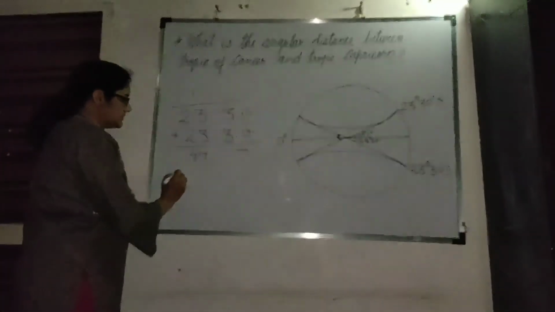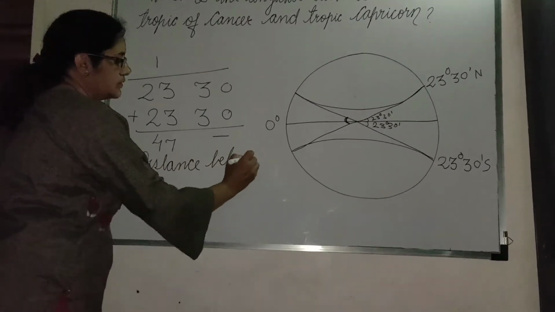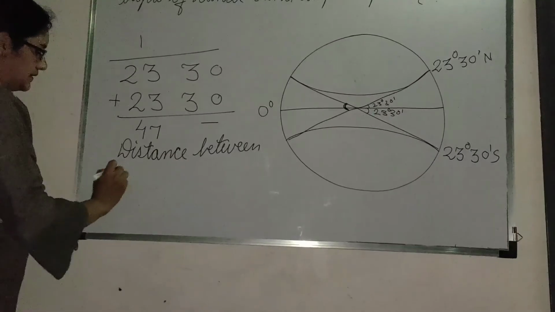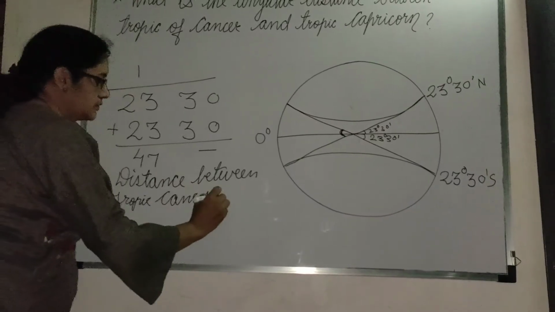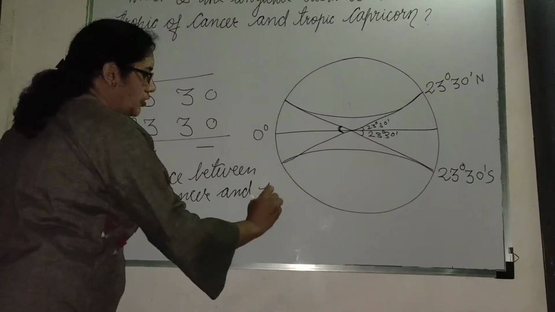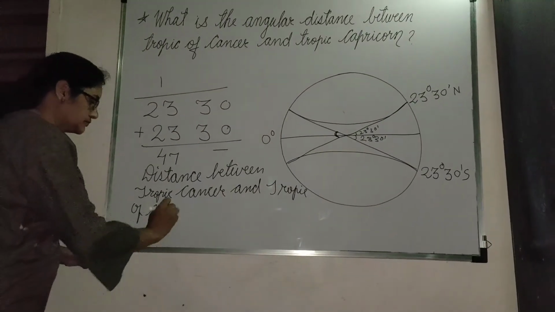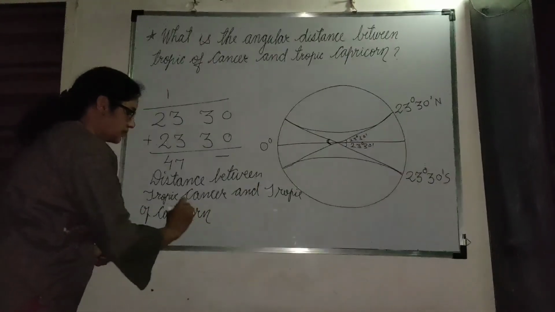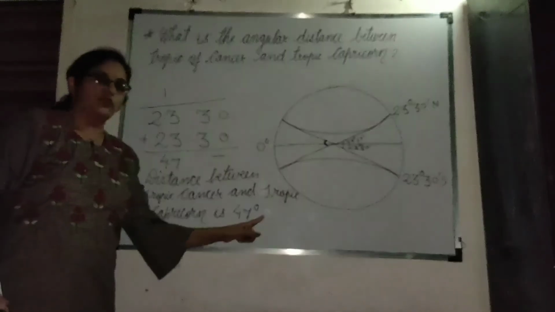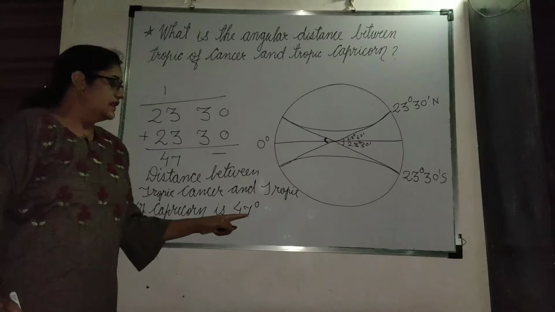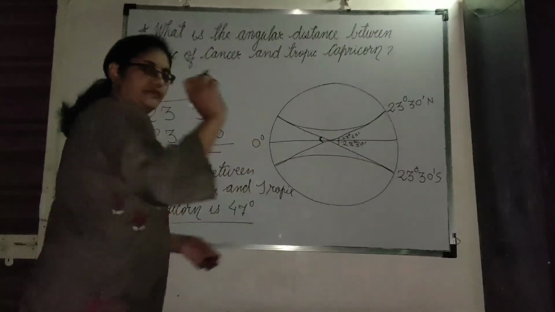Thus the answer is, the distance between Tropic of Cancer and Tropic of Capricorn is 47 degree. And here we don't have to write any direction, north or south, because this is just the measure of angular distance. Understood? Yes, thank you.